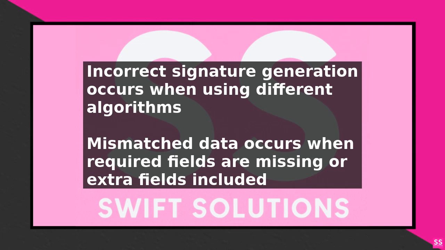One common issue with Authorize Net webhook validation is incorrect signature generation. This can occur when the merchant's server uses a different algorithm or encoding scheme than Authorize Net. To avoid this issue, ensure that your server uses the same algorithm and encoding scheme as specified in the Authorize Net documentation.